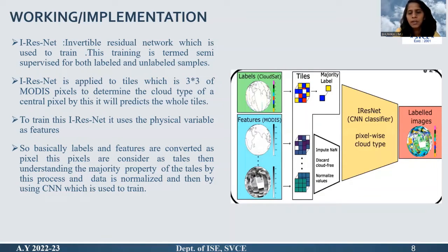When a grid is applied to the image, the vertical and horizontal grid lines make the image into small pieces called tiles. Then, understanding the majority properties of these tiles, the data is normalized, and then a CNN is used to train. Now, let's go to the next slide. By this classification, it helps to label the images.